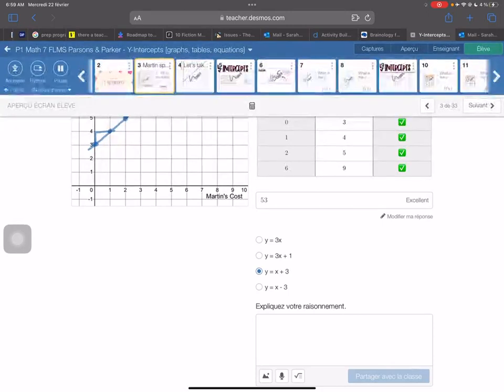Let's check. That tells me that if x equals 0, so I'm at x equals 0, my y will be 3. At x equals 1, that's the 1 as I'm moving right, my y will equal 4. As x equals 2, 2 plus 3 will be 5. So it should be this third choice.